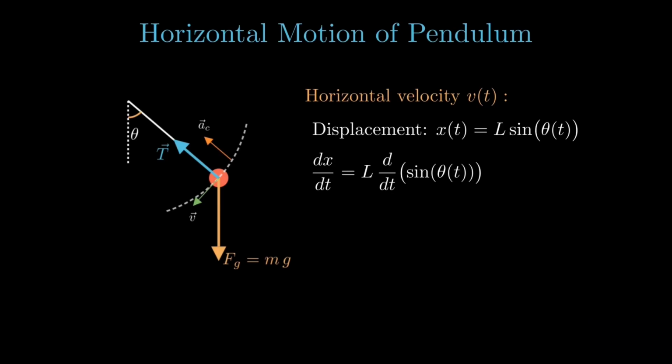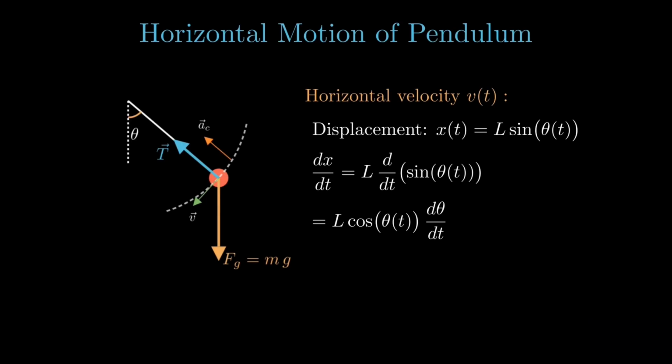To find v of t, we differentiate and find dx over dt as L times d over dt sine theta of t. So what we essentially do is we do a chain of differentiation. We first differentiate the function of x with respect to theta, and then we differentiate theta with respect to t. And then we multiply those together, so we end up with dx over d theta times d theta over dt, which eventually gives us L times cos theta of t times d theta over dt.